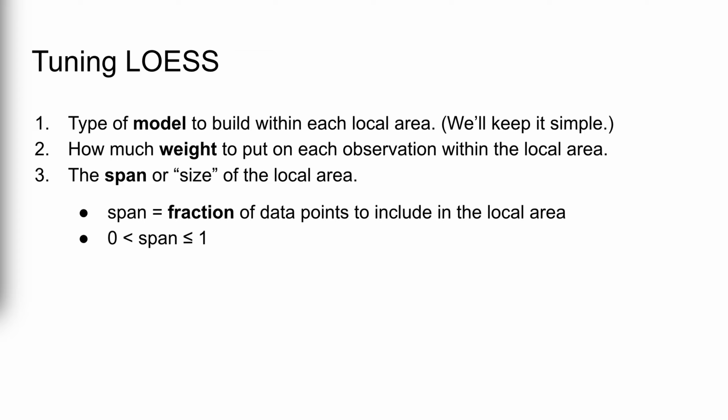As a fraction, the span can then range from 0 to 1. When the span is near 0, our local models are using very few data points. And when the span is 1, our local models use all of the data points. To explore how the span can impact our LOESS results, let's consider some examples.